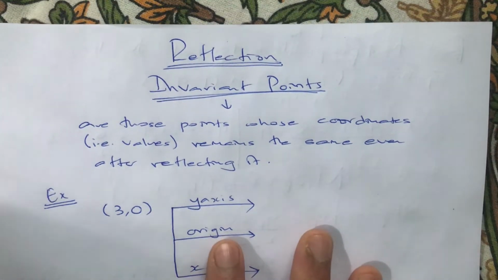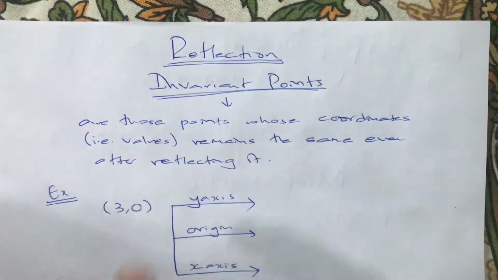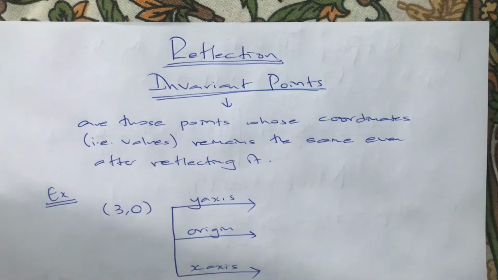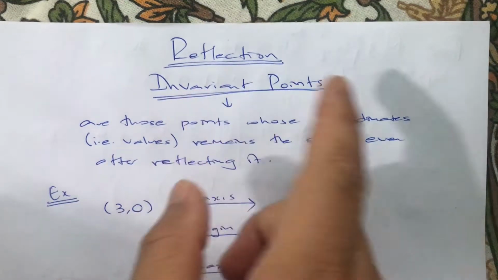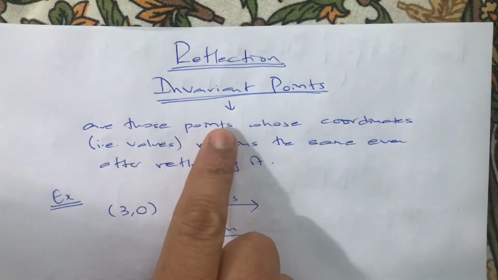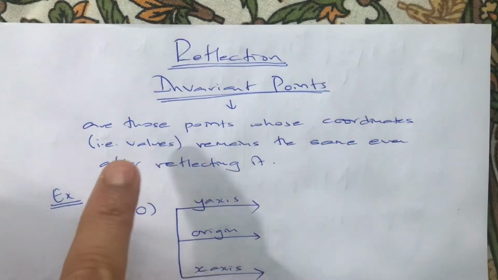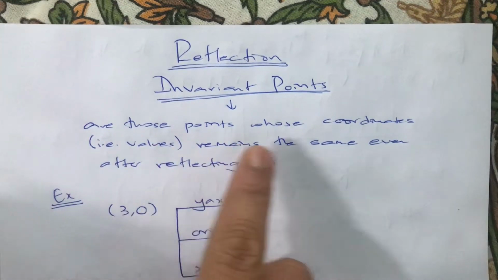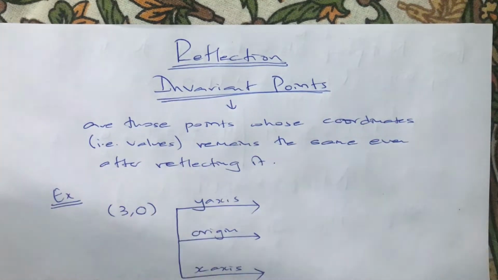Now, today's tutorial is on the topic called reflection, and on reflection, we'll be specifically talking about invariant points. Okay, so what do you mean by invariant points? Invariant points are those points whose coordinates, or in simple language, the values, remain the same even after reflecting it. That means the coordinates do not change even if I reflect it. It could be on the x-axis, it could be on the y-axis, it could be anywhere on a certain line, something like that. Okay, let's go ahead and give you an example.